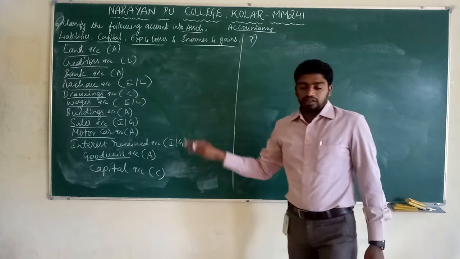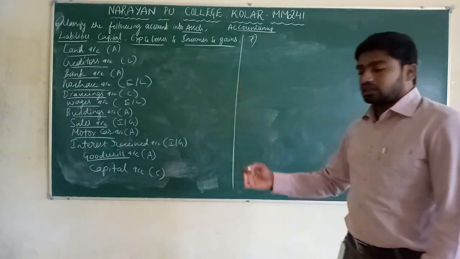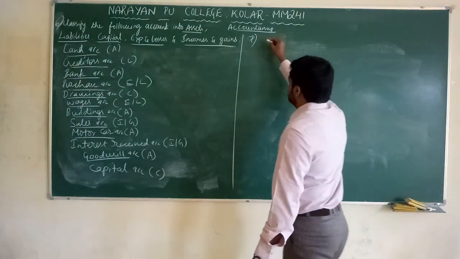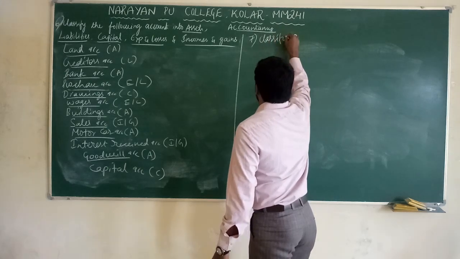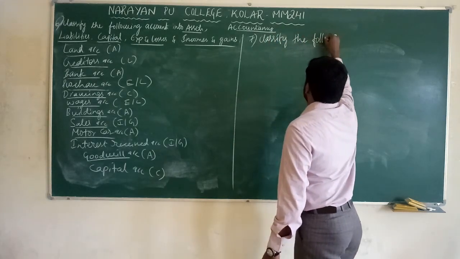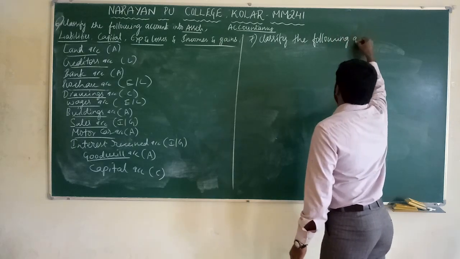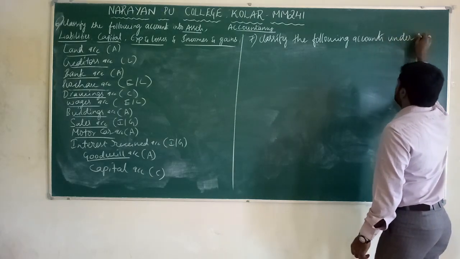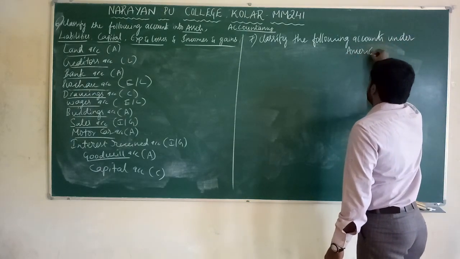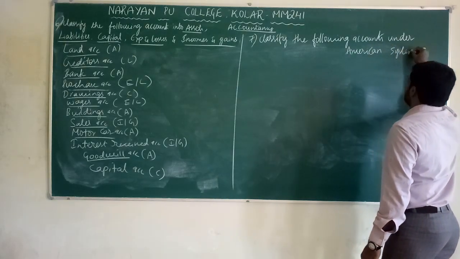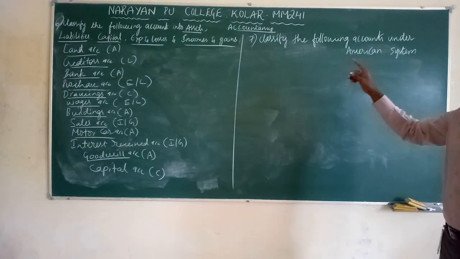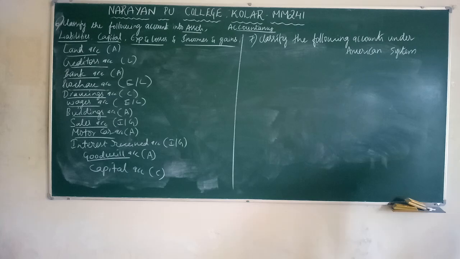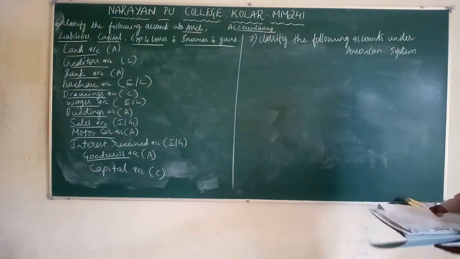Next, after writing this question and doing the solution for this, take the last question, the seventh question. Classify the following accounts under American system. Let us classify one by one. Let us write up the accounts.